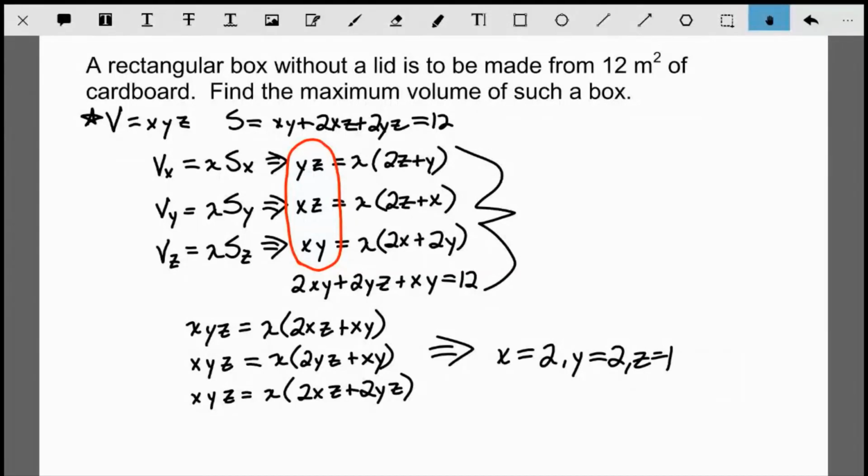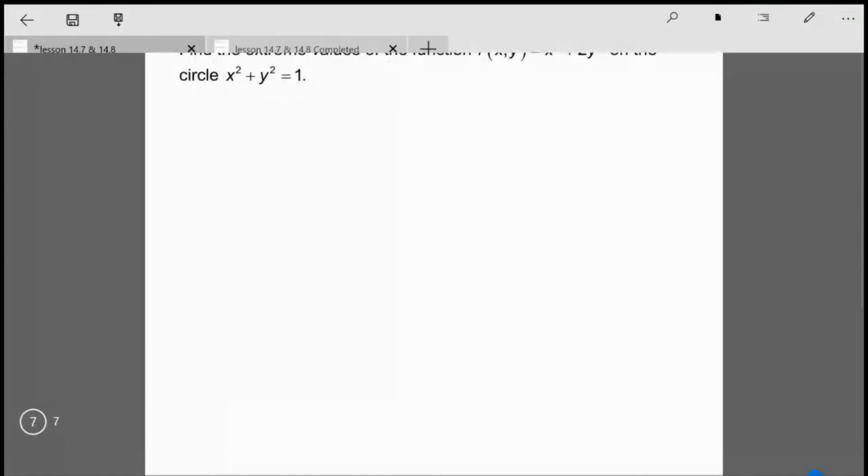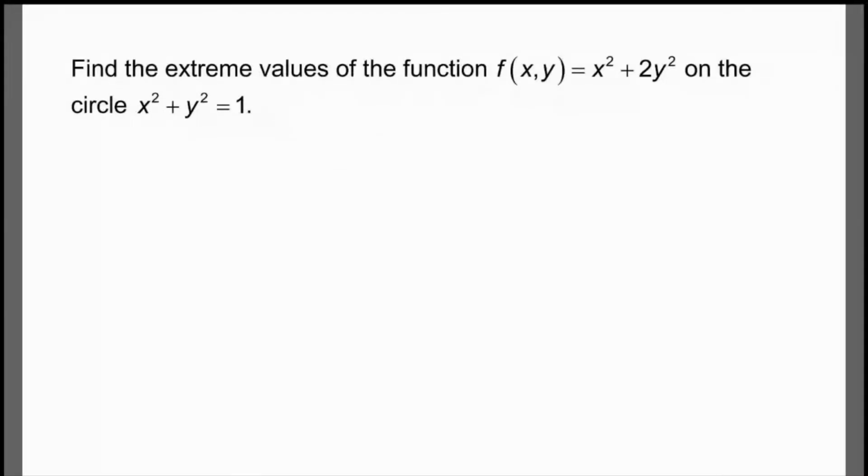If I found multiple points, I would have to test them. Whichever one was the highest would be the maximum, whichever one was the lowest would be the minimum. Okay, so that's the process that you're going to use there. Now, I want you to try a similar type of question here. Find the extreme values of this function on the circle x squared plus y squared is equal to 1. This is a little bit easier because we've only got a function of 2 variables as opposed to a function of 3 variables. But overall, the process is the same. So I want you to pause the video, take a few minutes, try to solve this. When you come back, I'll show you the solution.